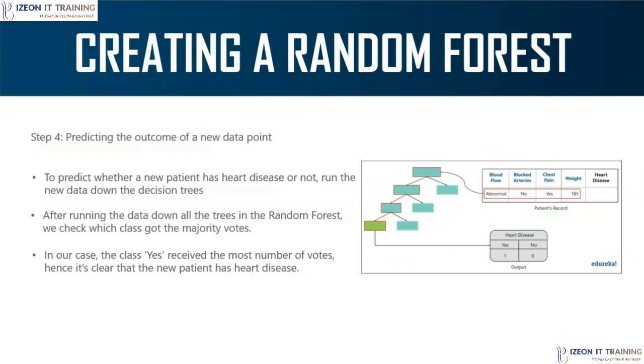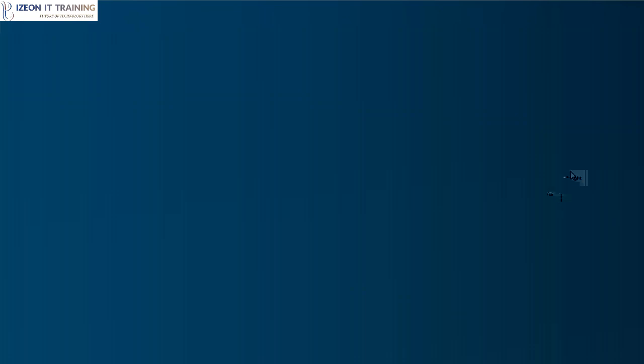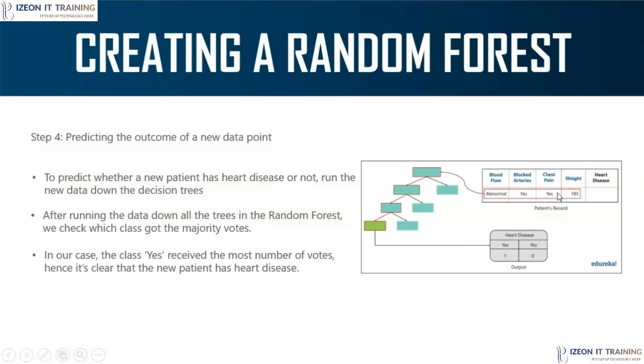Now that you've created a random forest, let's see how it can be used to predict whether a new patient has heart disease or not. This diagram has the data about the new patient. He doesn't have blocked arteries, he has chest pain, and his weight is around 185 kgs. All you have to do is run this data down each of the decision trees that you have made. The first decision tree shows that yes, this person has heart disease.